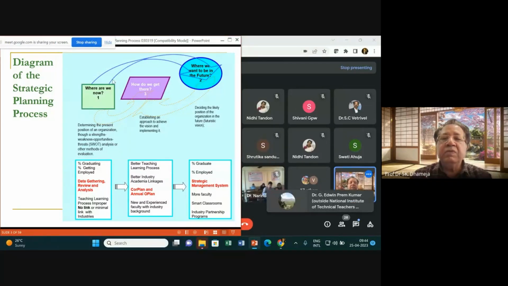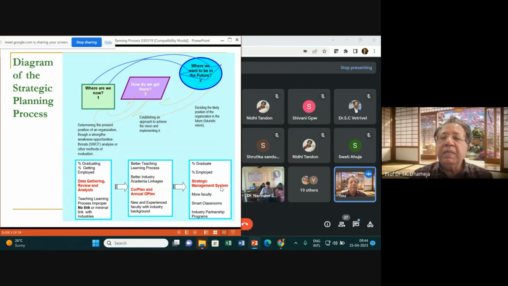So if you see over here, for example, suppose the pass percentage was around 70%, but you want, after let us say 5 years, the pass percentage to go to 90% or 95% or 100%. So you can set up a goal over here. What could be the pass percentage, or employment? Suppose it is around 50% nowadays. Maybe you want it to be 70% or 80%. And this is being done through the strategic management system.